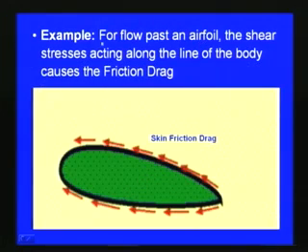Here is an example. For flow past an airfoil, the shear stress acting along the surface of the body causes the friction drag. This shows the skin friction drag. Here the friction or viscous effect will be much larger, and then we have the skin friction drag. So, depending upon the case, we have to consider the pressure drag or the friction drag.